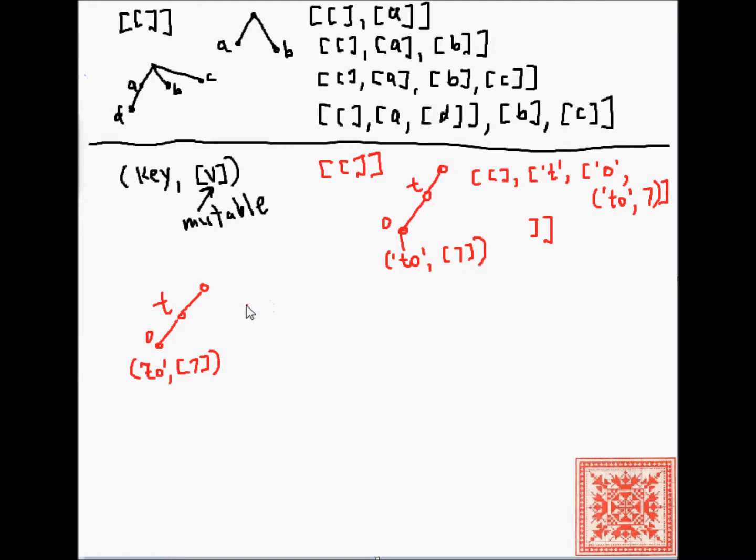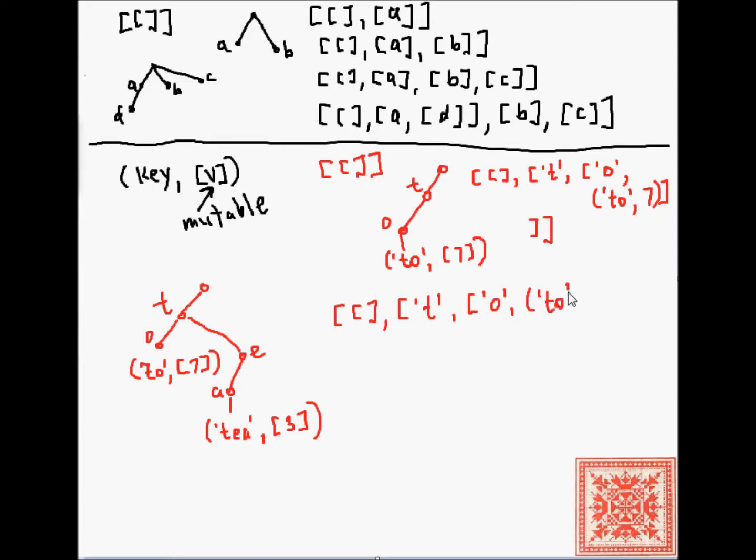So T, O, and then let's insert another key, TEA, with the value 3. That's our bucket. Now after the insertion of this bucket, the trie looks like this: we have T, and under T we have O, and then there's a bucket. Right, it's actually inside a list, so let's correct this and put that 7 inside the list.